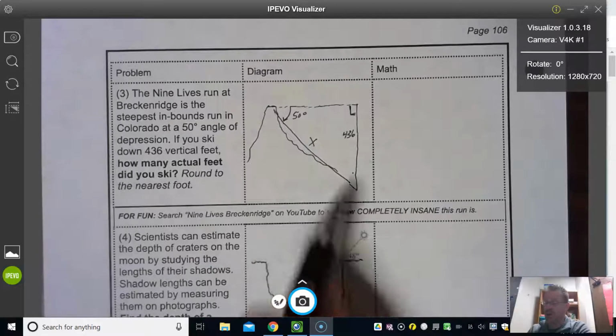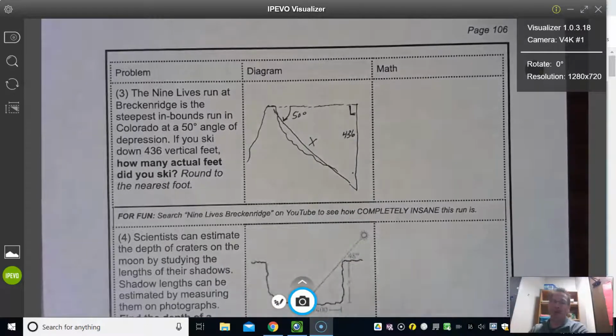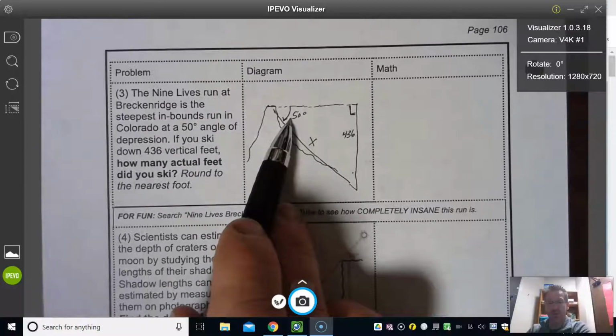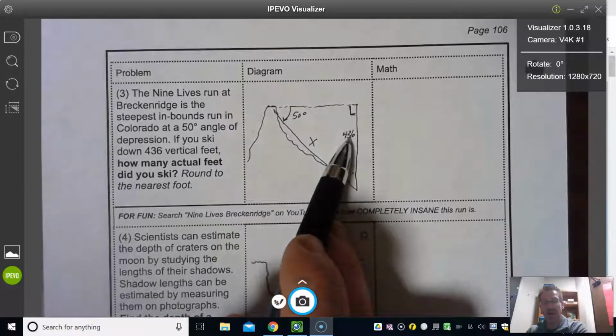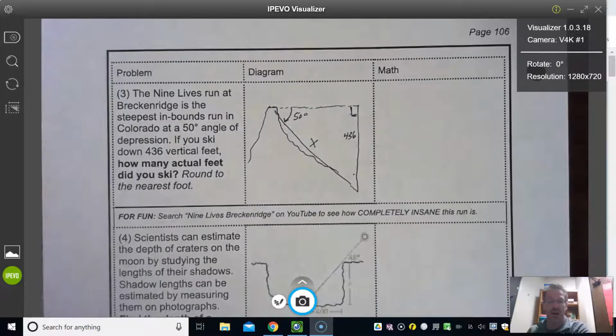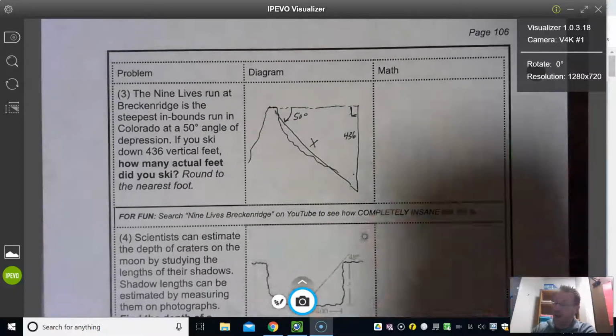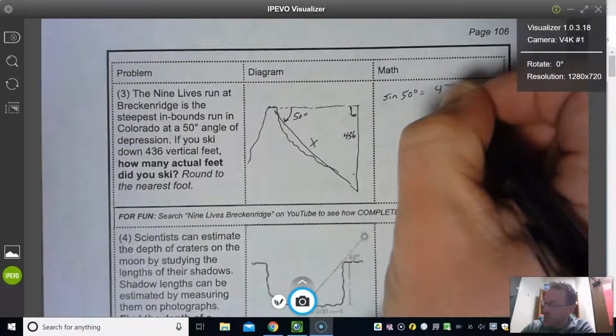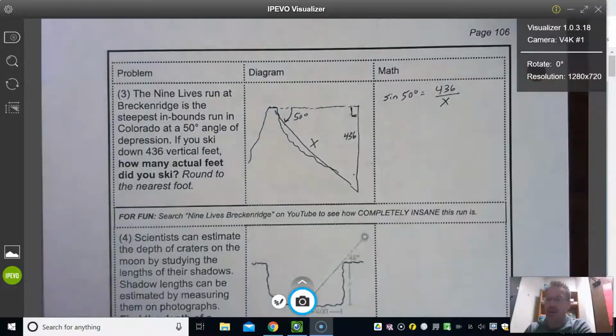All right, so once again, the nice thing is it just goes back to those three basic trig functions that we've talked about. So when I look, I have my 50-degree angle, I have the opposite side, and I want to know the hypotenuse, right? The hypotenuse is opposite that right angle there. So opposite over hypotenuse means I need my sine function. So sine of 50 equals 436 over x.